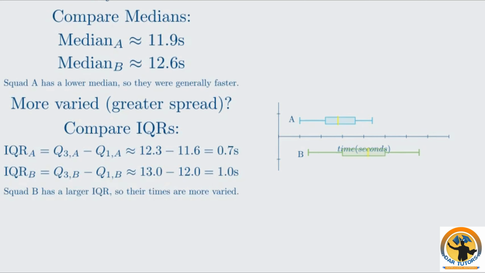The IQR for Squad A is Q3 minus Q1, which is approximately 0.7 seconds. For Squad B, the IQR is approximately 1.0 seconds. Since the IQR for Squad B is larger, their times are more varied or have a greater spread. In this problem, we were given box plots, so the IQR was the appropriate measure of spread.